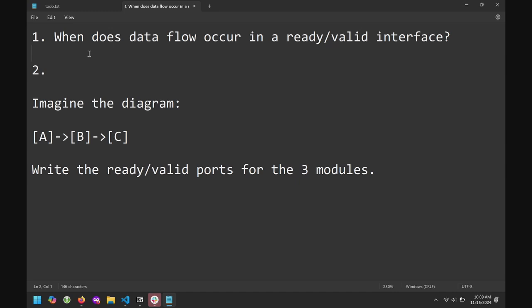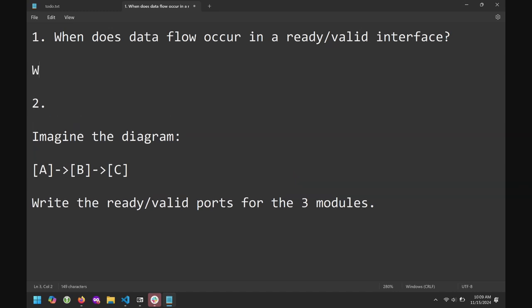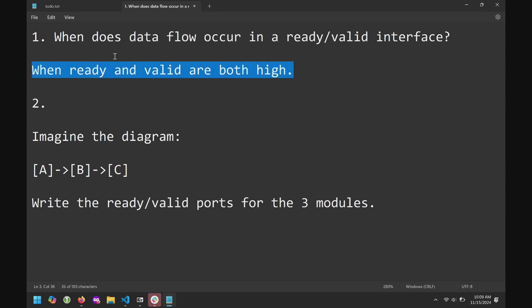When ready and valid are both high. Yeah. Okay. So when ready and valid are both high. By the way, this is probably question 1 in a technical interview for Verilog. It's like, hey, ready valid interface, when does data flow occur?